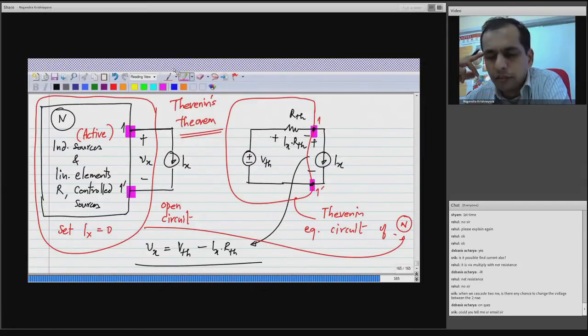So any other questions about Thevenin's theorem and its proof? Actually the proof is quite simple. All we used was linearity. And any questions that you have, if you want to send something in detail, please use the discussion forum given for this course on the NPTEL website.